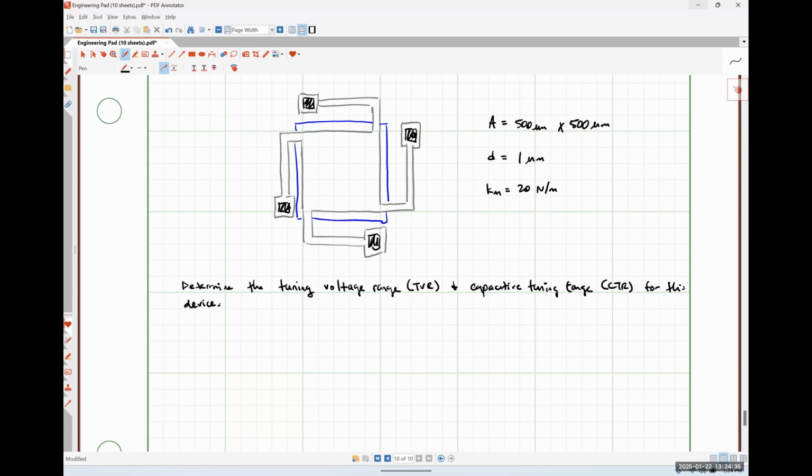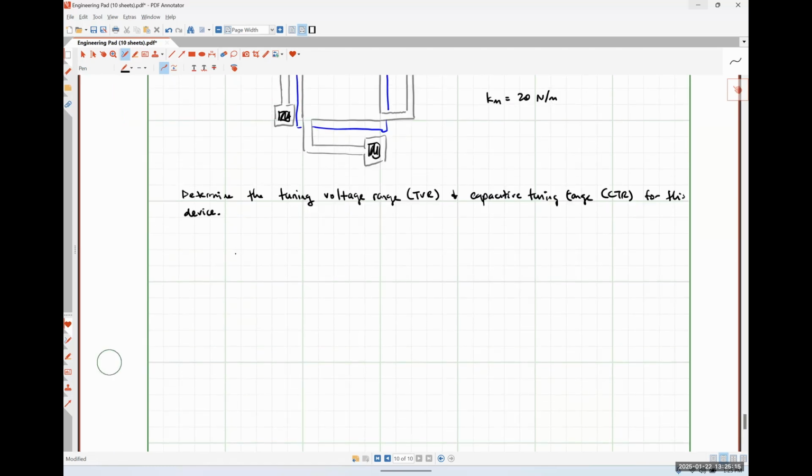Our capacitive tuning range, hopefully it should be fairly obvious, is just going to range from whatever our nominal capacitance is when we apply no voltage across it, up to whatever capacitance we see when our plates are on the edge of pulling in together, right? So our voltage tuning range should essentially be from 0 all the way up to VP, and our capacitive tuning range should be from our nominal capacitance up to whatever capacitance we have at the edge of pull-in. Does that seem like a reasonable definition? That's what we're doing here. Okay.